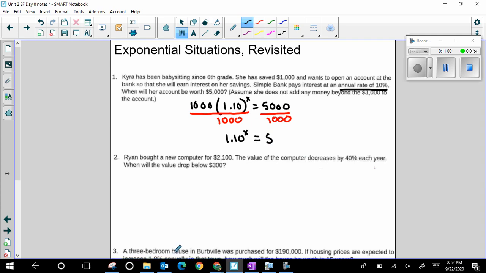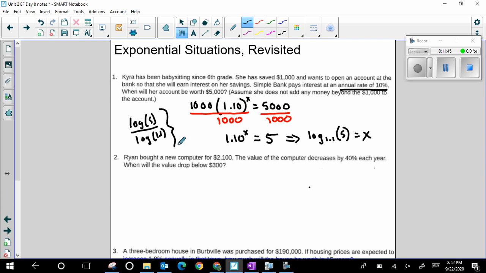Once we get that exponential piece isolated, we can change to a logarithm. So log base 1.1 of 5 equals x. So we'll go to our calculator and solve that in a minute. Remember, if you have the TI-83, it's log 5 over log 1.1. Even with your TI-84s, you can do it this way too.